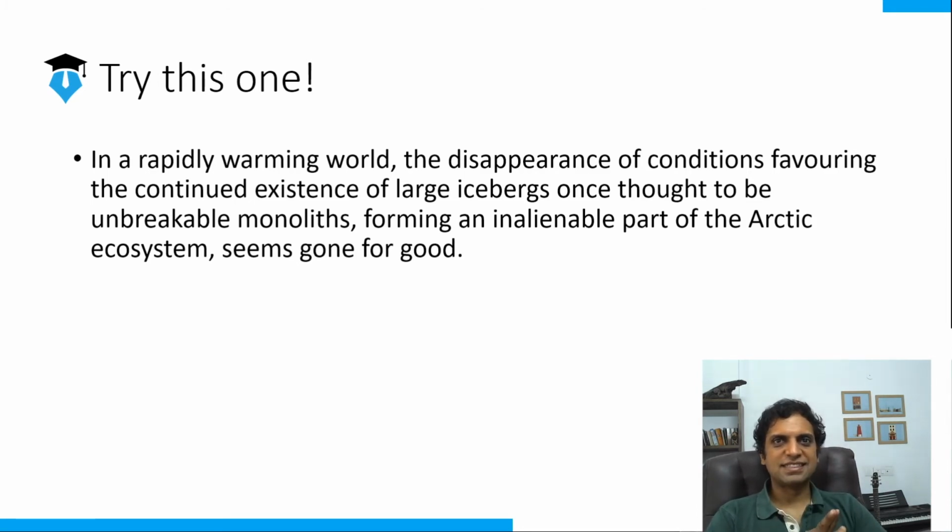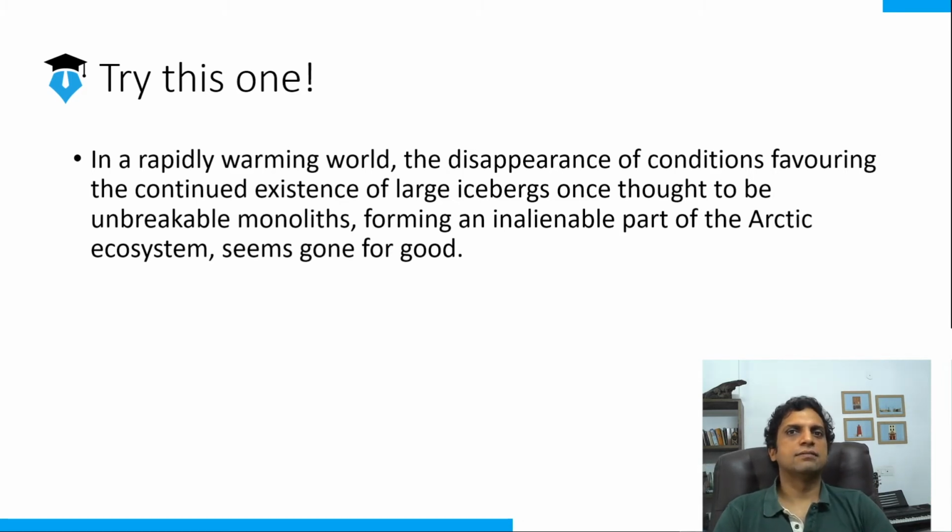How do you simplify this? Have you noticed that it's full of modifiers? So basically, like we discussed, identify a modifier, figure out what it's referring to, chop it off, leave it aside for a second. So, in a rapidly warming world, what is it referring to? Disappearance. So it's right next to its subject. So therefore, leave it aside.